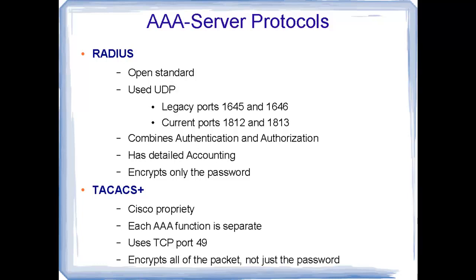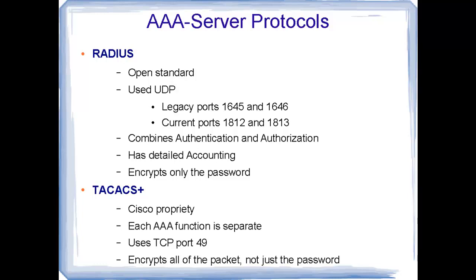Radius also combines the functions of authentication and authorization, but has incredibly detailed accounting capabilities, so oftentimes Radius would be used for accounting. The downfall of Radius, or what could be considered a downfall, is it's not quite as secure as TACACS. It encrypts only the password, so the password that's being sent between the router and the server is the only part that's encrypted. So anything that happens after that or between them after that is not encrypted. The username's not encrypted, the payload's not encrypted.